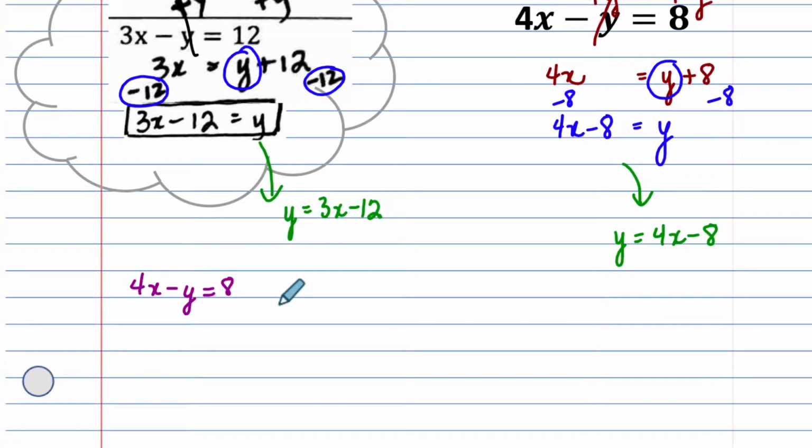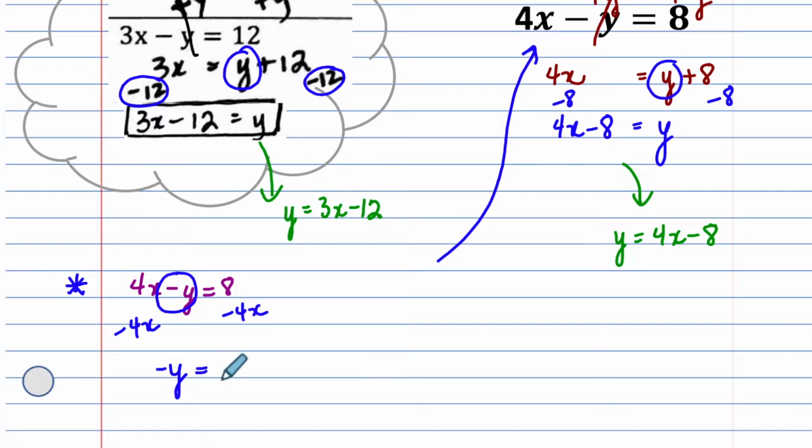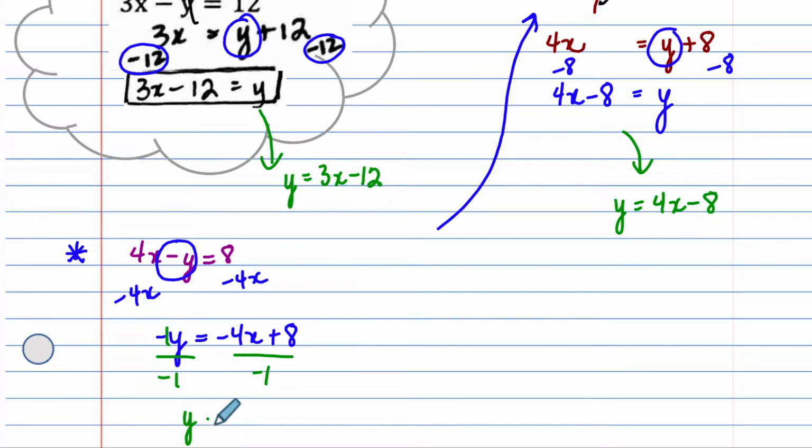Here's the challenge. Can you come up with another method? Well, how about we try to isolate negative y first by subtracting 4x from both sides. We get negative y equals negative 4x plus 8, and then we have a negative in the way. We'll divide by negative 1. Y is equal to negative divided by negative is positive 4x minus 8, which is the same result. Good job.